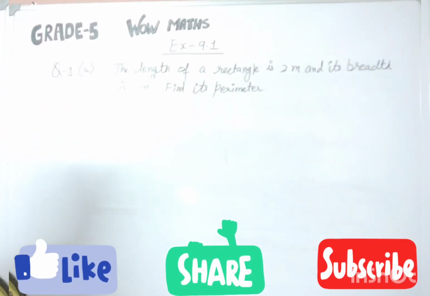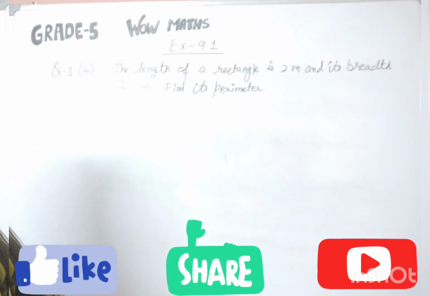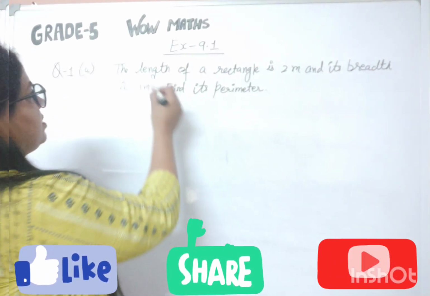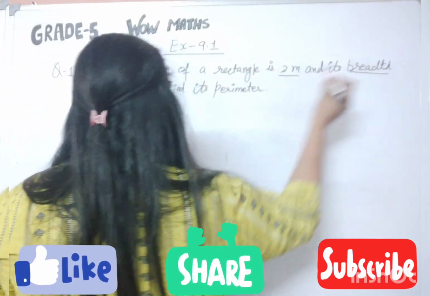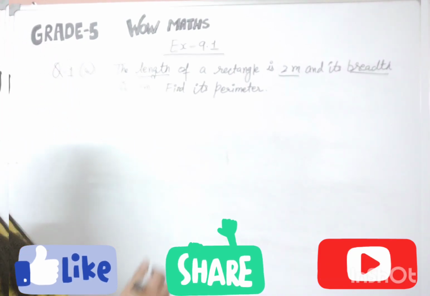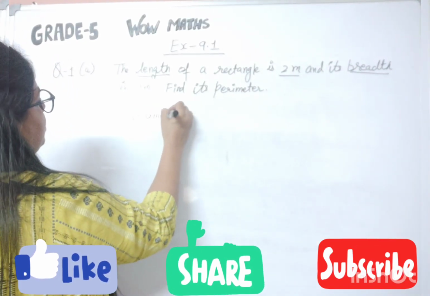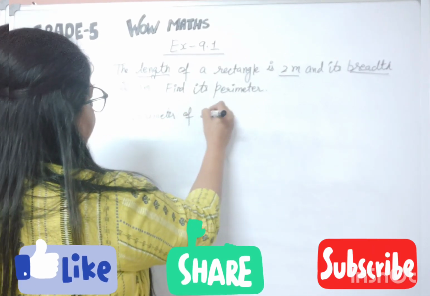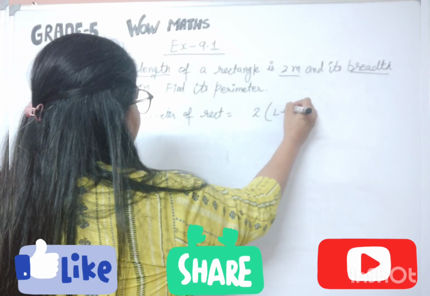So let's start with exercise 9.1. Question number 1, A part: the length of the rectangle is given as 2 meter and the breadth is given as 1 meter. You need to find the perimeter of that rectangle. So we will write the formula first. Perimeter of rectangle is 2 multiply with length plus breadth.